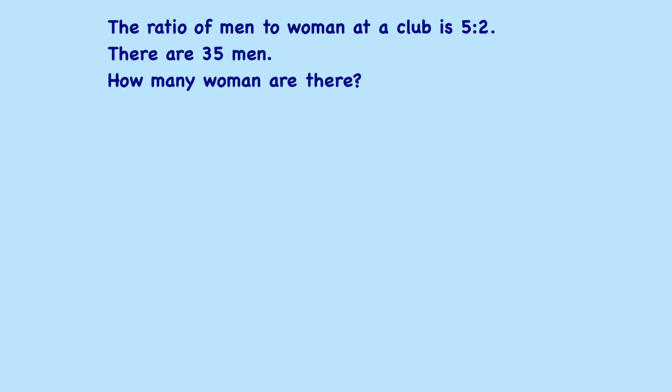Now this question is slightly different. So the question states, the ratio of men to women in the club is 5 to 2, and we know there are 35 men, so we need to work out how many women there are. Okay, so first of all we'll write down the ratio of men to women, so it's 5 to 2, because that's the order in which it's written.